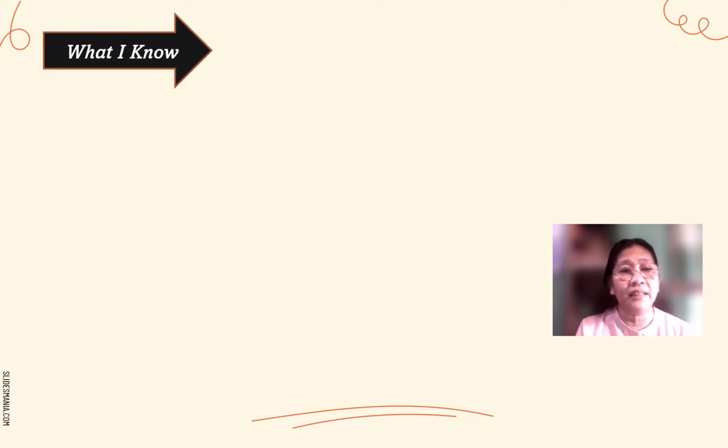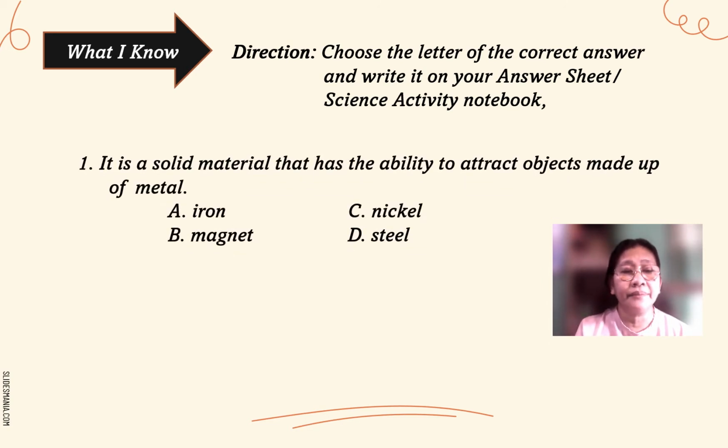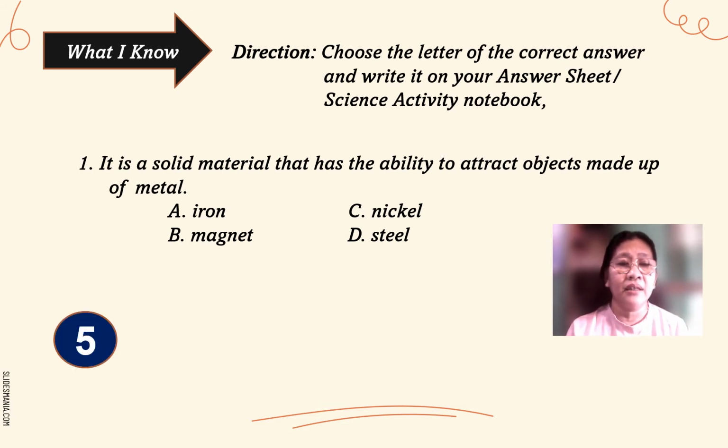Before we proceed, let us find out what you know about magnets. Direction: Choose the letter of the correct answer and write it on your answer sheet or on your science activity notebook. Question number 1. It is a solid material that has the ability to attract objects made up of metal. Okay, you have 5 seconds to get the answer. The answer is magnet.